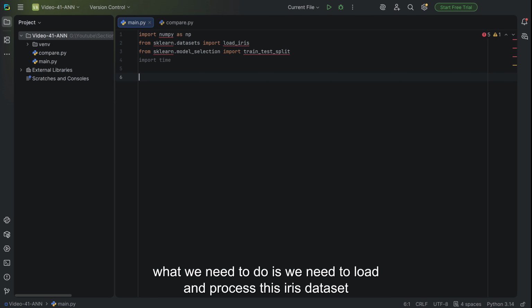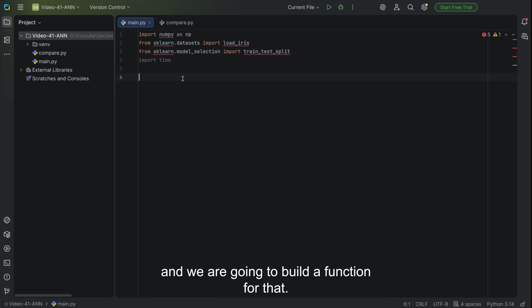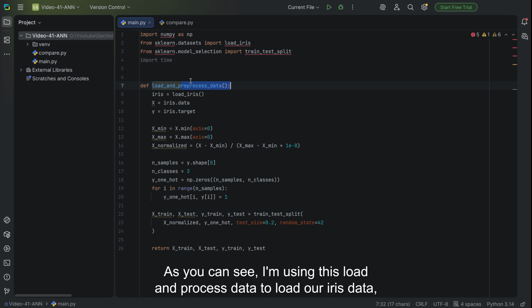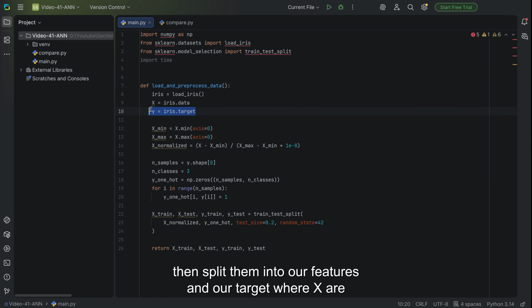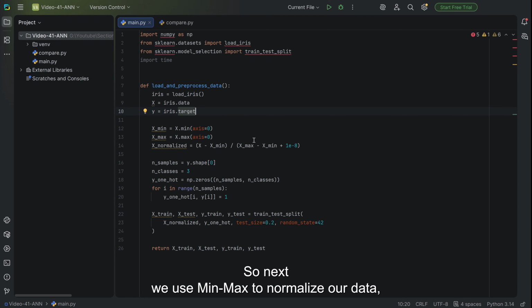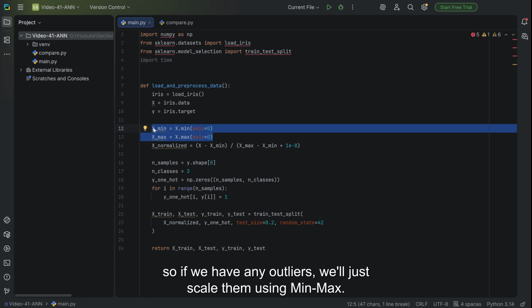Now, moving forward, what we need to do is load and process this iris dataset. And we are going to build a function for that. As you can see, I'm using this load_and_process_data to load our iris data, then split it into our features and our target, where X are the features we need and Y is the target or the results we need. So next we used min-max to normalize our data. So if we have any outliers, we'll just kick them out using min and max.